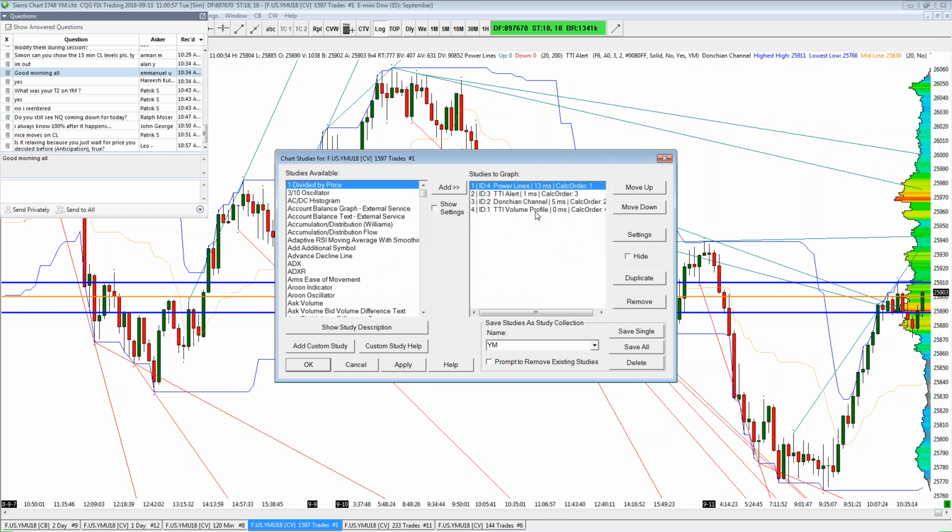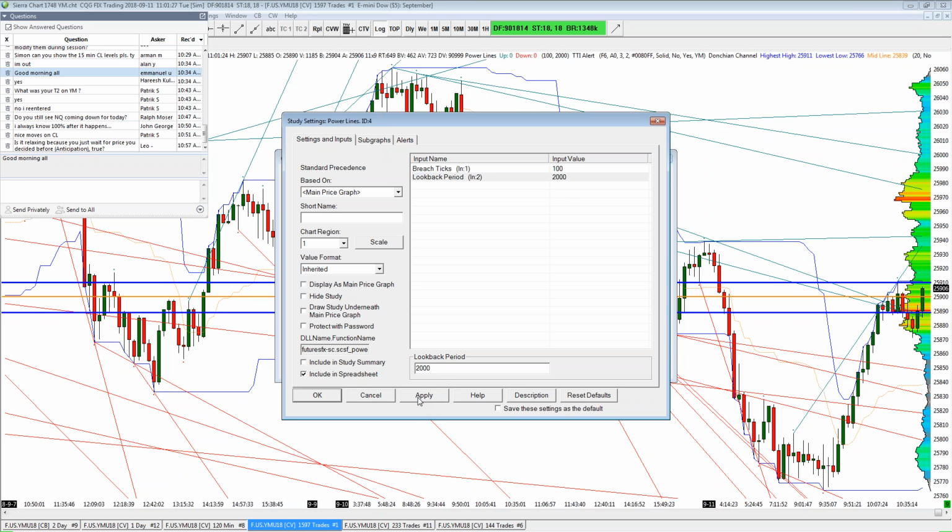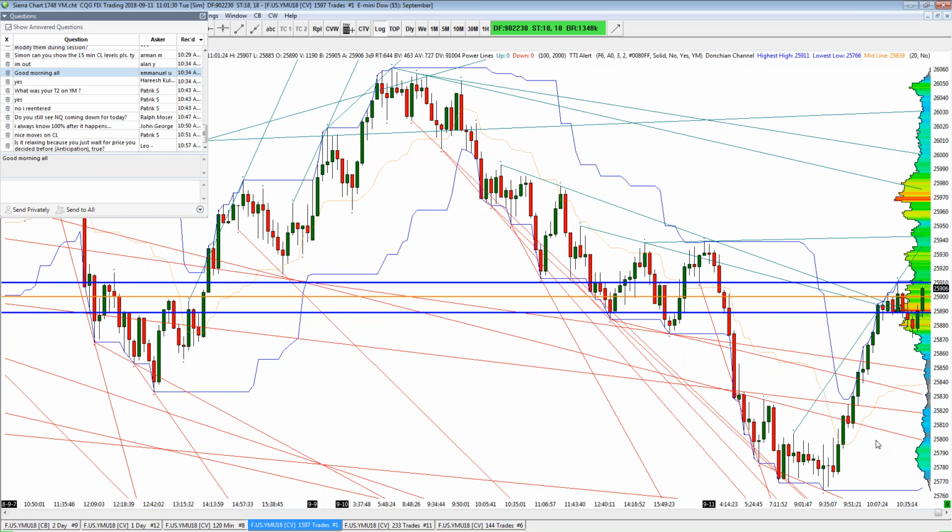If you go to studies, power lines, you can change it. You see, if a power line is breached by more than 20 ticks, it disappears. You can change that. You can do 100 ticks. If you apply, you should see more power lines. Back 200 periods, I would say 2000. We see more power lines now at the bottom here. They appeared. So power lines provide true support and resistance based on this indicator, and it works nicely.